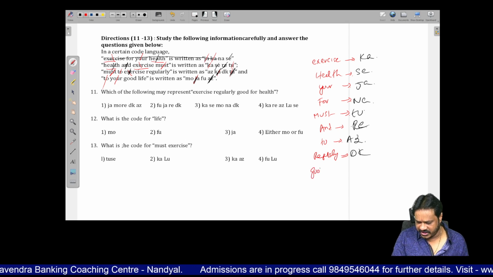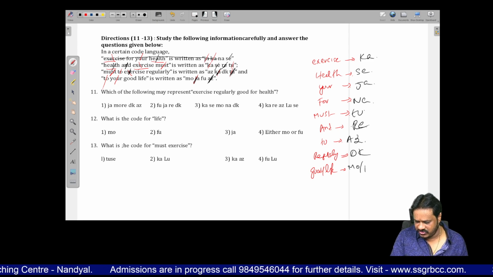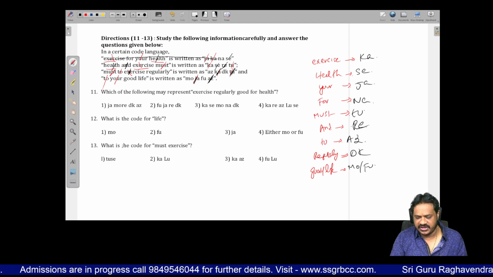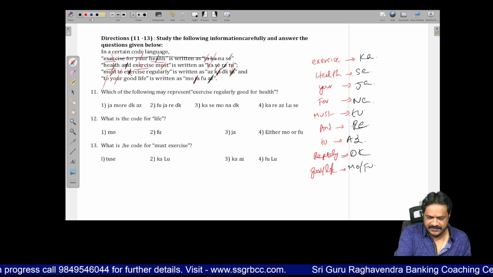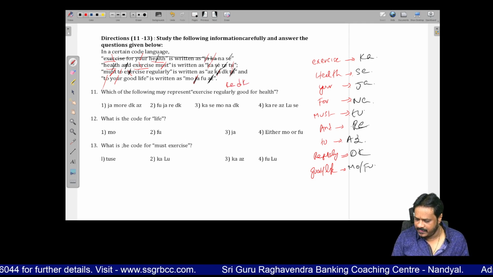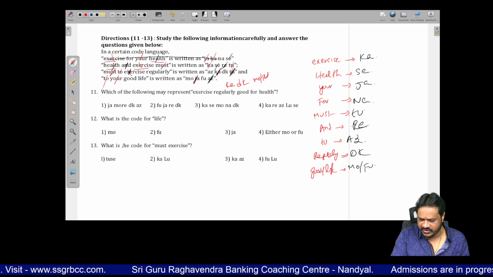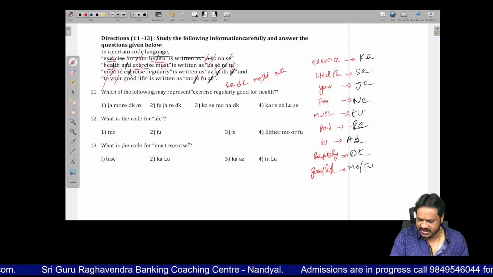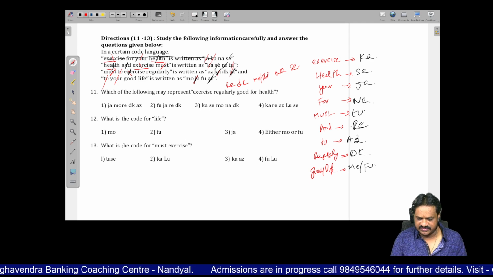The code for good or life is either MO or FU. Now come to the questions. What may be the code for exercise regularly good for health? Exercise means KA. Regularly DK. Then good means either MO or FU. Any one should be there. Then for means NA. Then health SC. So this is the correct answer.